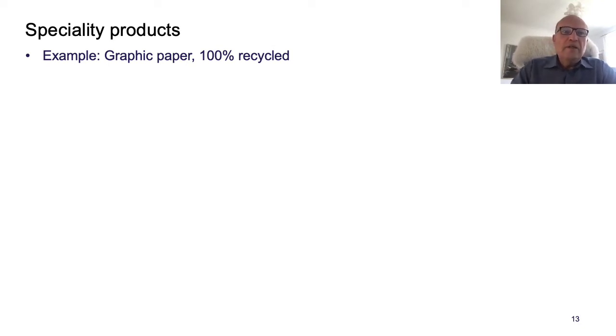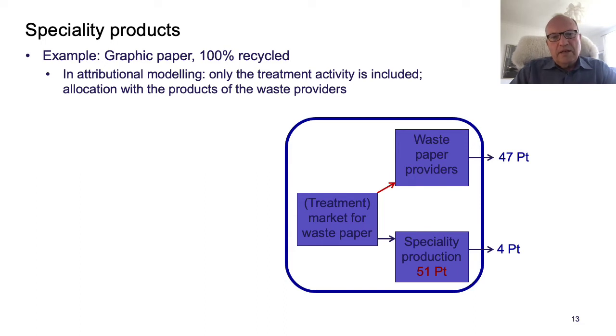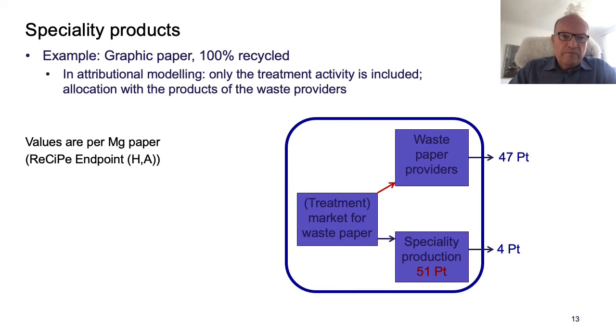Speciality products is when a constrained byproduct, a dependent byproduct, is specifically requested by an activity. In this case, for graphic paper, 100% recycled, the already fully utilized byproduct of paper waste is now demanded specifically for this production. In the attributional modeling, only the treatment activity is included, and the allocation occurs with the products of the waste providers. So here you see that the specialty production of graphic paper recycling, which has 51 points, again, this is values for the recipe endpoint given per ton of paper.